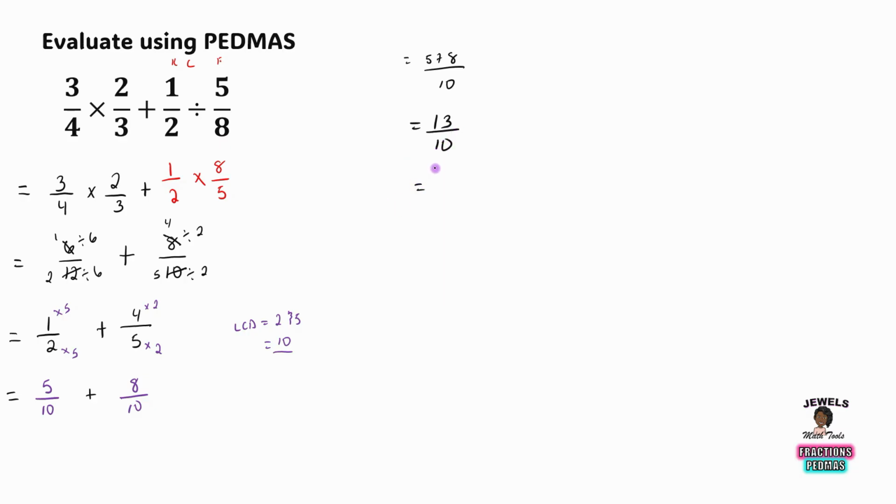And remember that because this is an improper fraction, we do have to convert it to its mixed fraction form. So I know that 10 divides into 13 once, and when 13 subtracts 10, that gives me a remainder of 3, and my 10 will remain in my denominator. Okay, so there you have it. We just calculated another fraction involving PEMDAS.